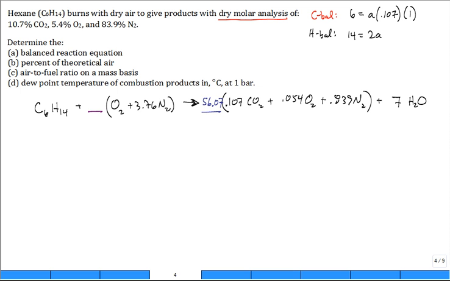And then the next balance would be an oxygen balance. So if you do an oxygen balance, I have 2 times, and I'm just going to continue to reuse the letter A, 2 times A is equal to 56.07 times, a square bracket, 0.107 times 2 plus 0.054 times 2, close that bracket, add 7. True? Did I do the oxygen right?